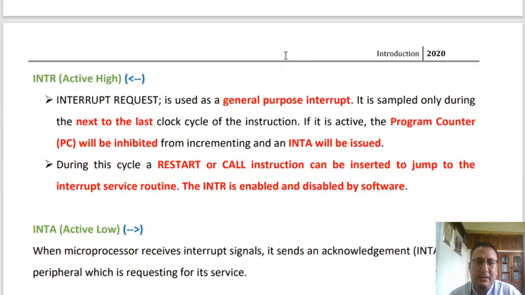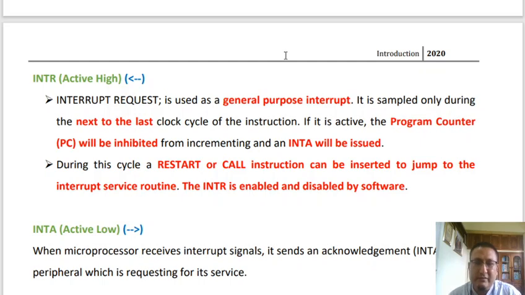Now INTR is the interrupt request. It is used as a general purpose interrupt, and it's sampled only during the next to last clock cycle of the instruction. Because we need to know whether there is an interrupt request or not, every time we sample the interrupt request in the next to last clock cycle of the instruction. That is, the second last clock cycle of the instruction.